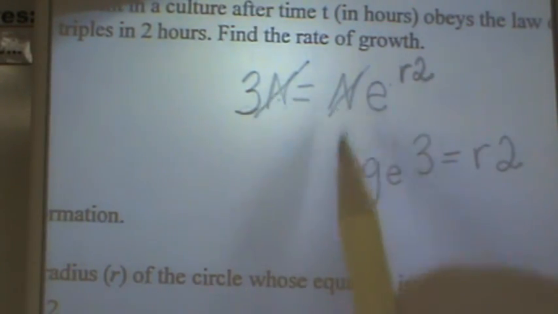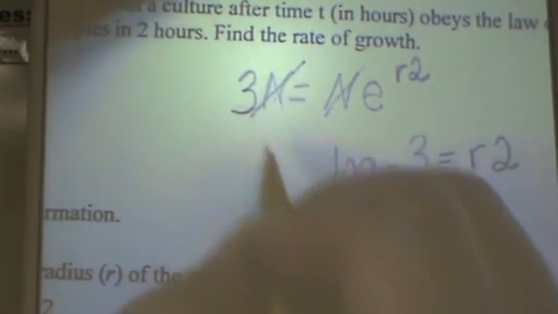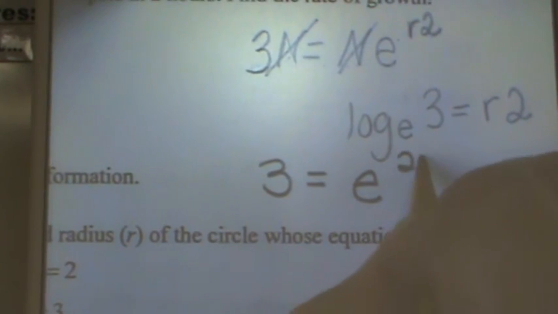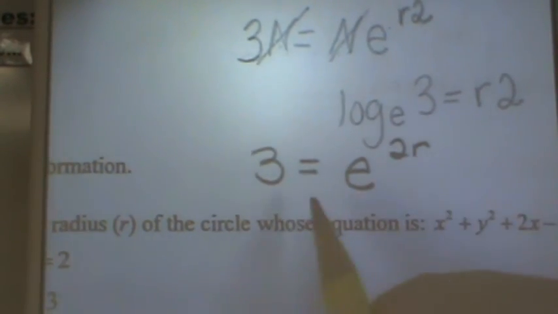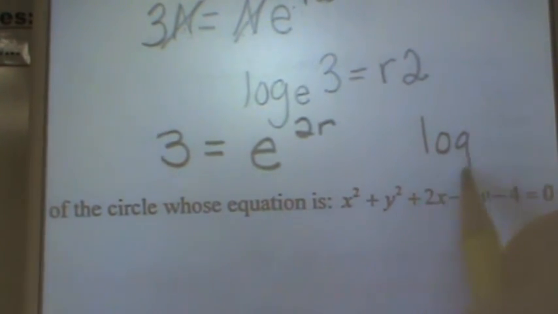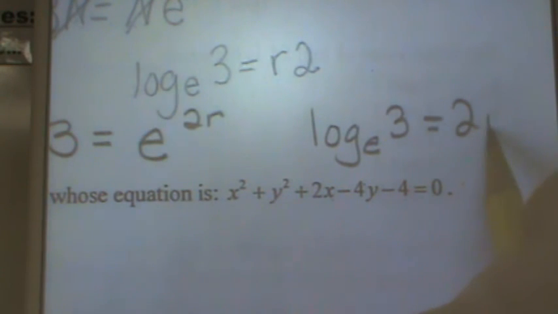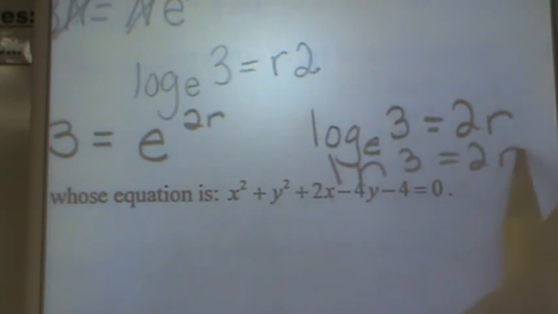So the N's cancel. So we have 3 is equal to e raised to the 2r power. So turn this into a log problem. It'd be the log base e of 3 is equal to 2r, which is really ln 3. ln 3 equals 2r, and then divide by 2. So it's D.